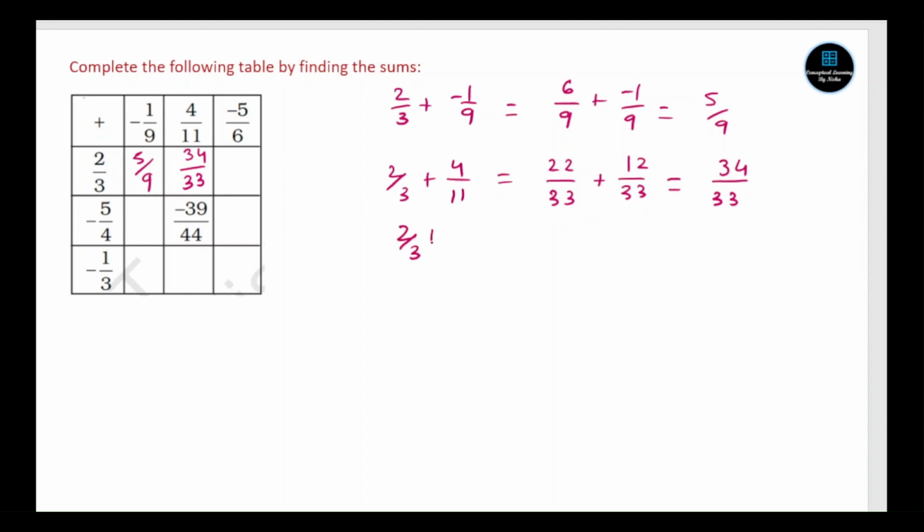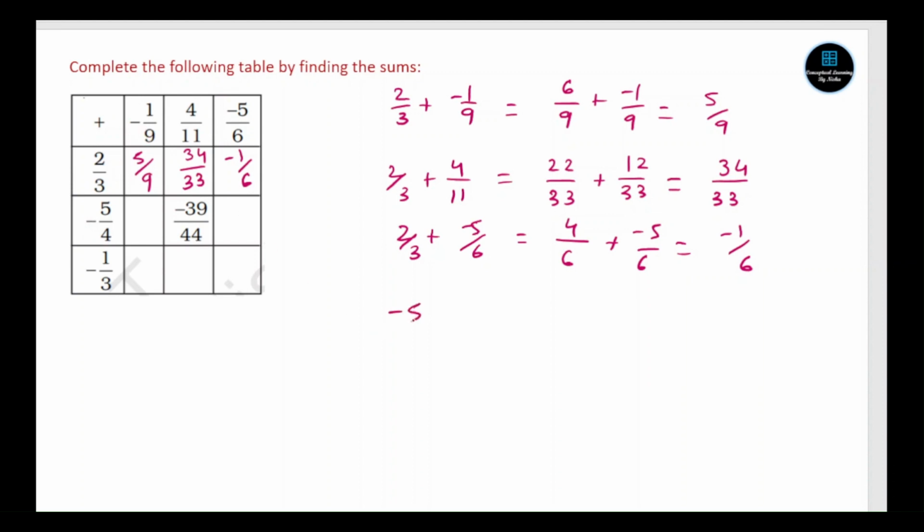Now 2/3 plus -5/6. Correct? So make the LCM 6. Here 6. I'll get 4 plus -5/6. If I simplify, I'll get -1/6. Correct? So -1/6 here.